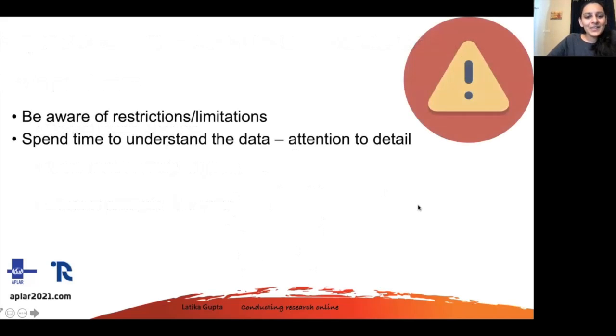So, although there are unique advantages to analysis of open access data sets, we have to be aware of the restrictions and limitations. Spend time to understand the data because every data set is different, and attention to detail is very important to end up with meaningful conclusions.